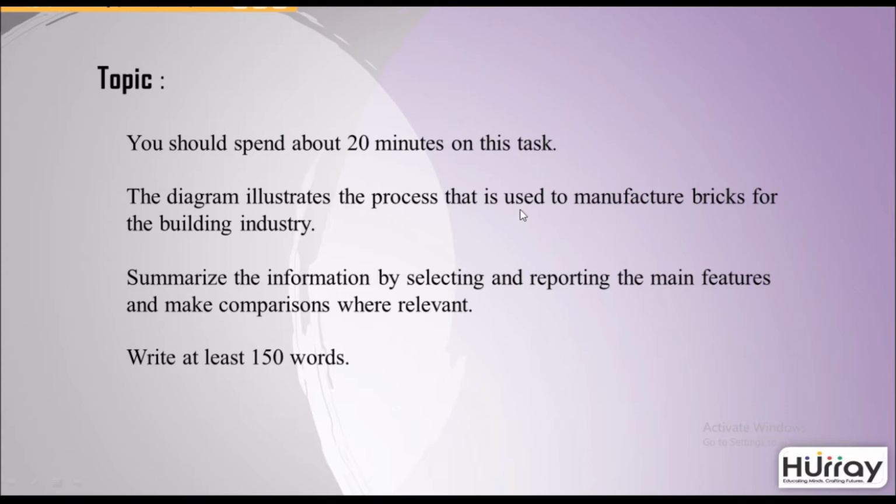There will be a further description of the image given to you. In this case, it is the diagram illustrates the process that is used to manufacture bricks for the building industry. Further on, your task will be mentioned, and that is summarize the information by selecting and reporting the main features and make comparisons where relevant. Write at least 150 words. Now remember, this is the minimum limit. You are suggested to write 160 to 180 words.